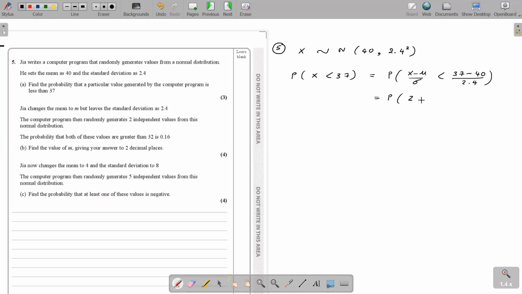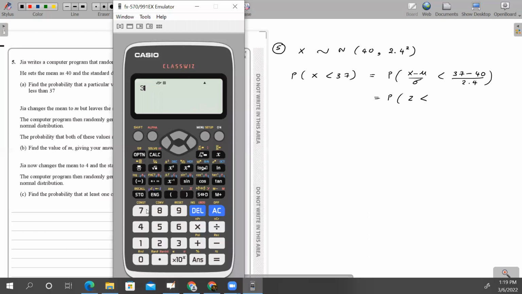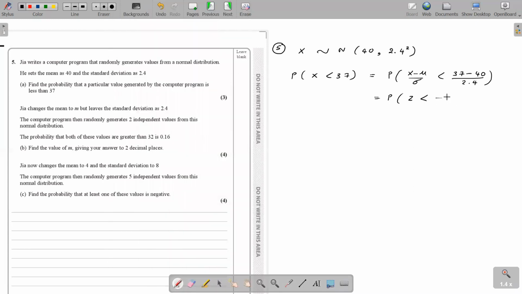So x minus mu over sigma is z. 37 minus 40 divided by 2.4. Can I know the value? 37 minus 40 divided by 2.4 is minus 1.25. So is it less than minus 1.25?